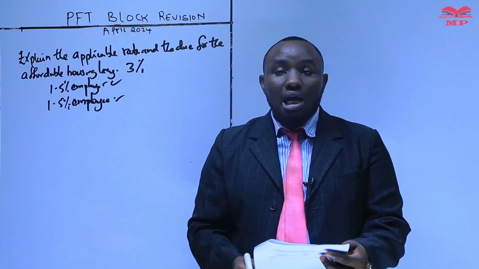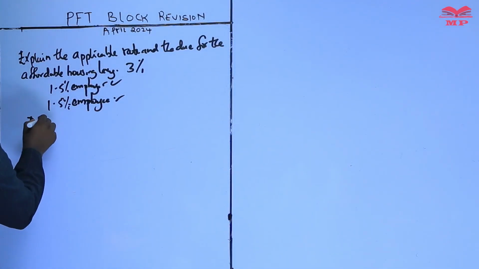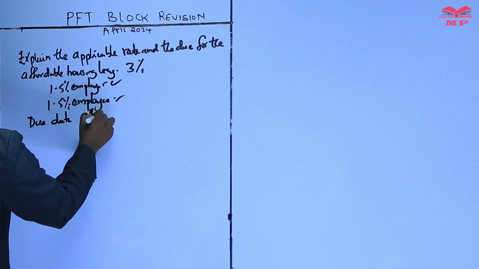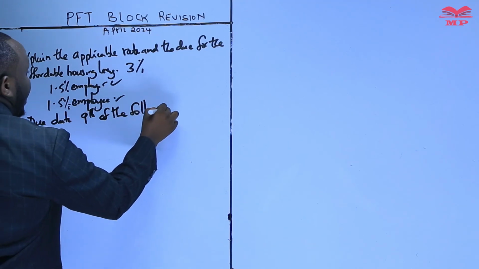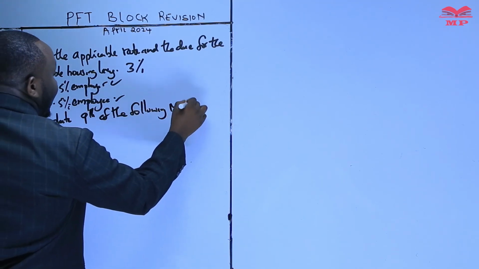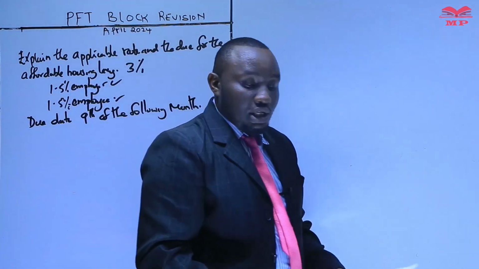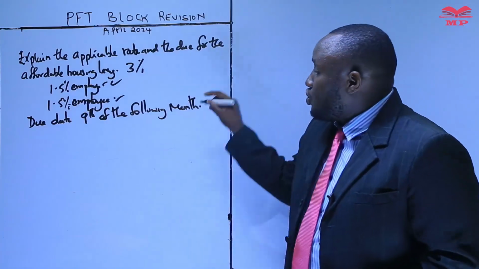And the second part of it, because this question basically had two parts, the due dates for the affordable housing. We say that the due date is 9th of the following month. And this, you remember, is also the day that PAYE, which is statutory deduction, should be submitted. So that is the 9th of the following month. That should also be the due date.